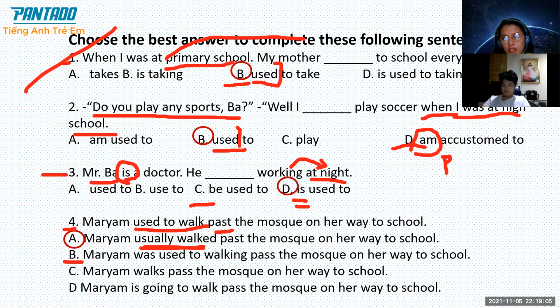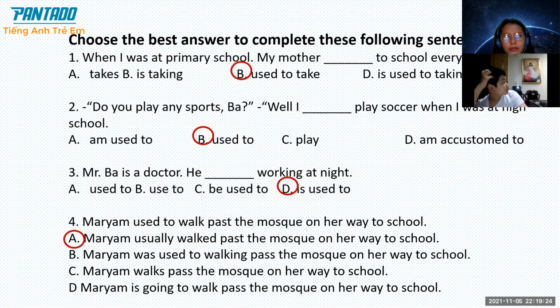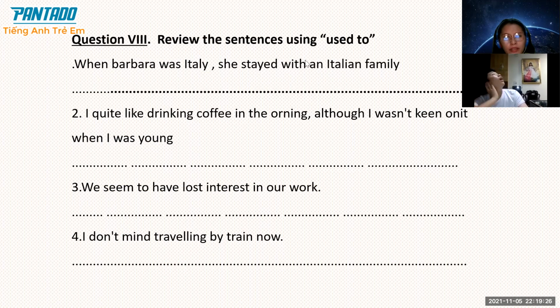So you get 1 out of 4. Do you have any question about these exercises? I already underlined and encircled the bases. I hope you understand that. Let's have another one here. I want you to rewrite the sentences using the word used to.